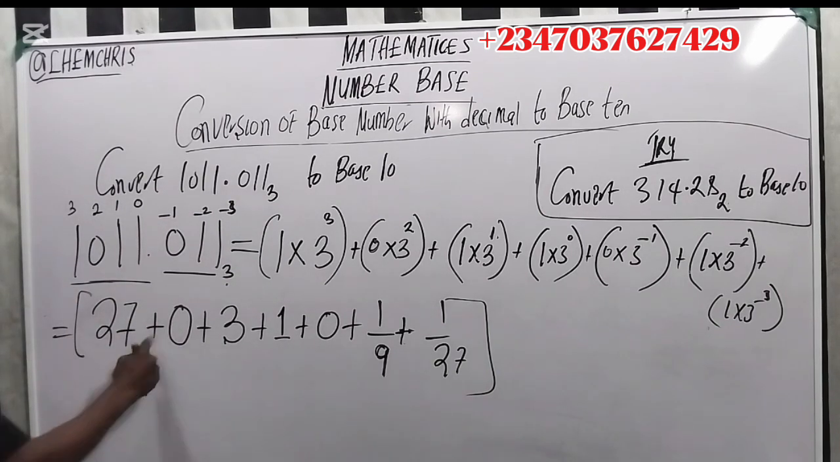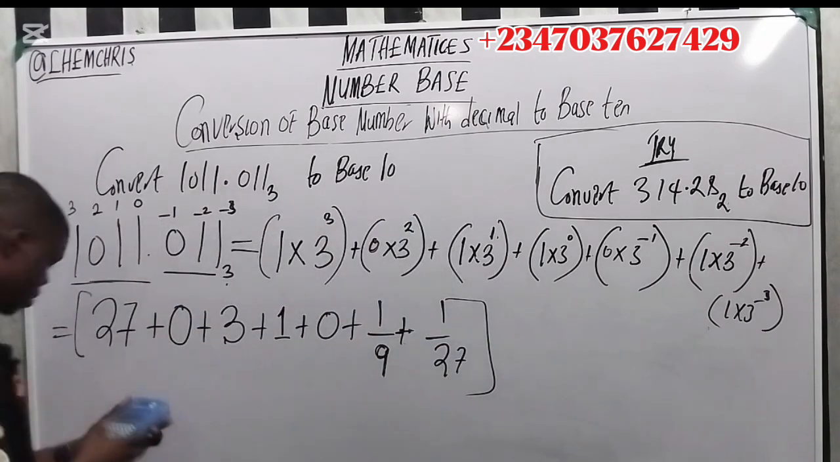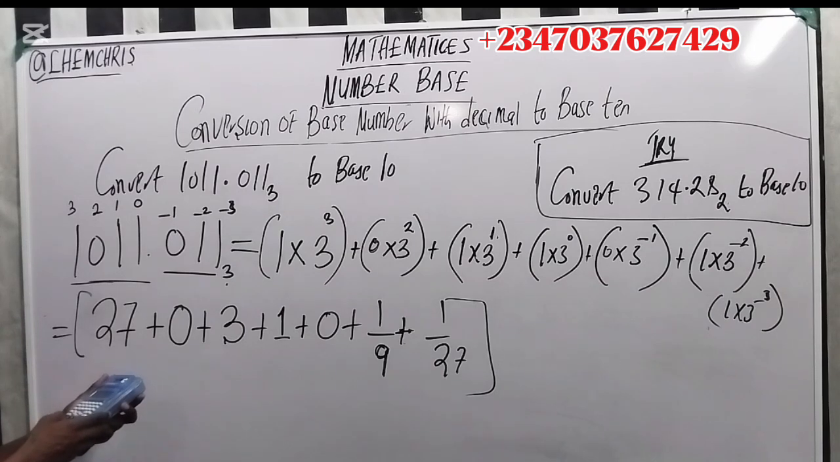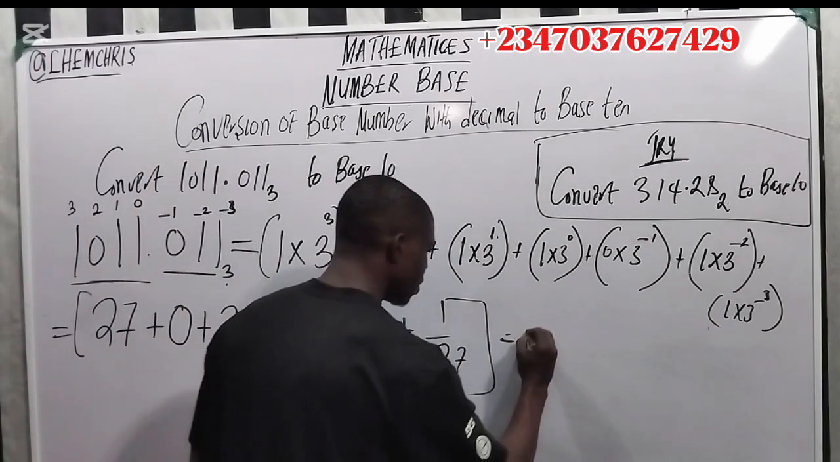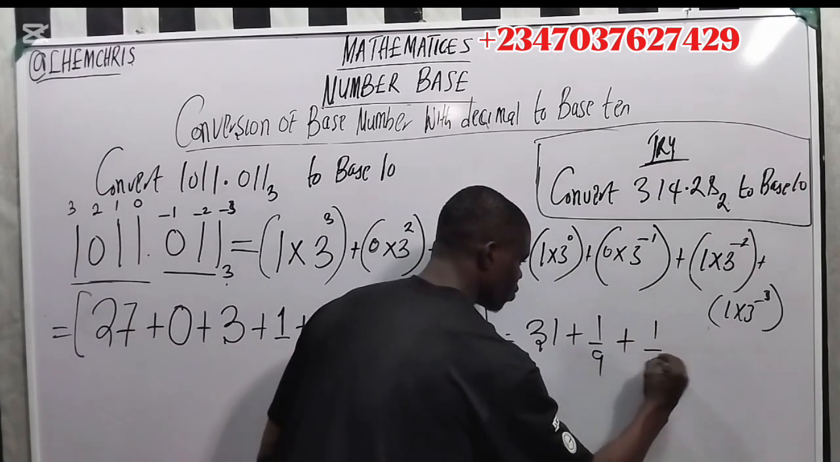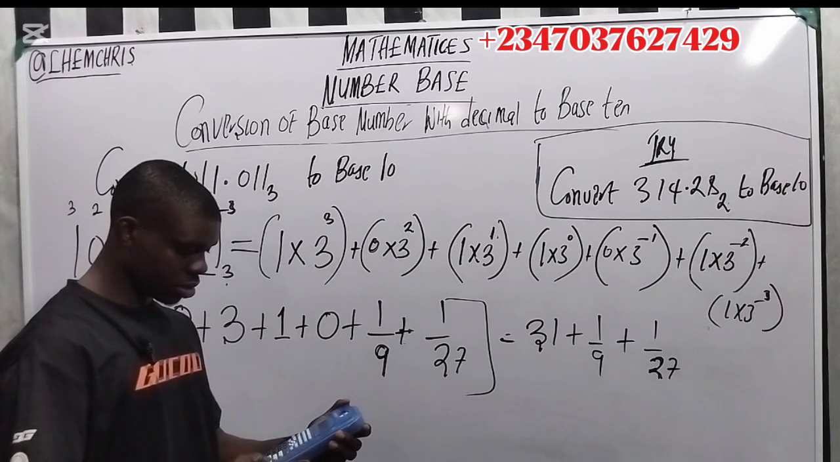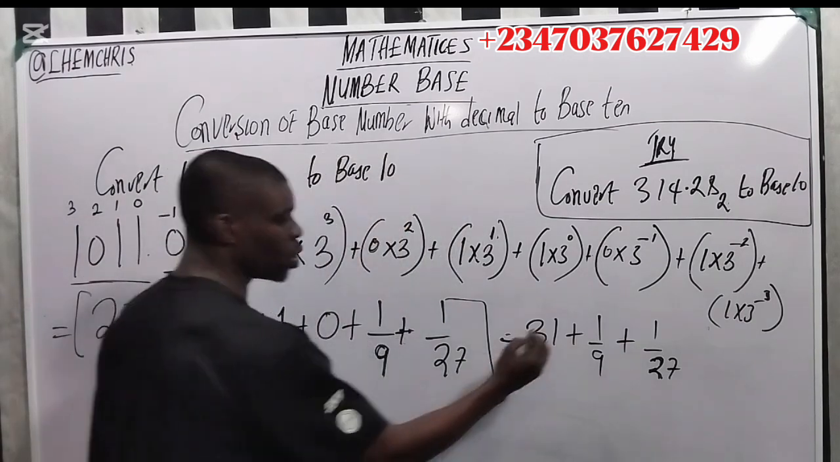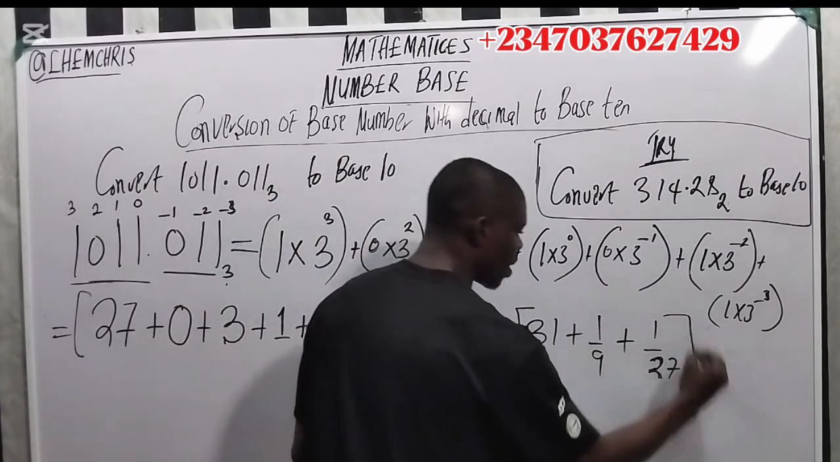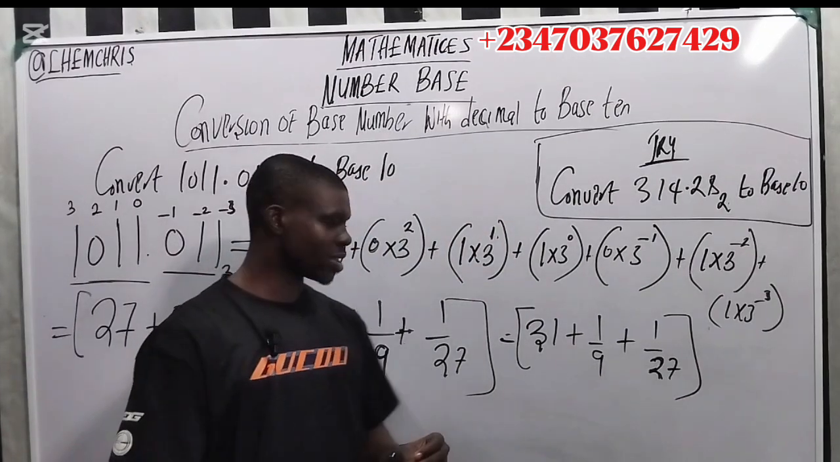So let's just add them together. Remove 0 here. So you have 27 plus 3 plus 1, right? So you have 31. So it will be 31 plus 1 over 9 plus 1 over 27. Now there's something I want you to understand here. Whenever you're adding fractions, you don't just add. That is why you need to understand fractions. You need to understand fractions.